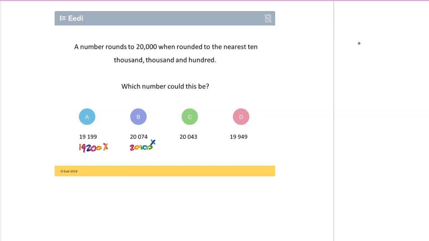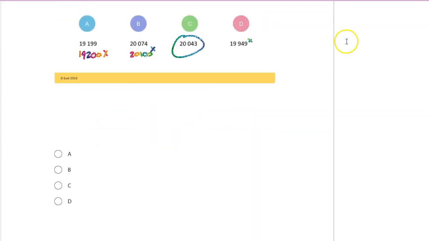20,043, if I round it to the nearest 100, well, the 4 says to keep that 0 as a 0, so that would be 20,000. And if I round it to the nearest 10,000, it's definitely closest to 20,000. So it looks like C is going to be the winner here. We quickly check this one, 19,949. Yes, if I rounded that to the nearest 100, well, it's going to be 19,900. So definitely can't be that one, so we know our answer was C.